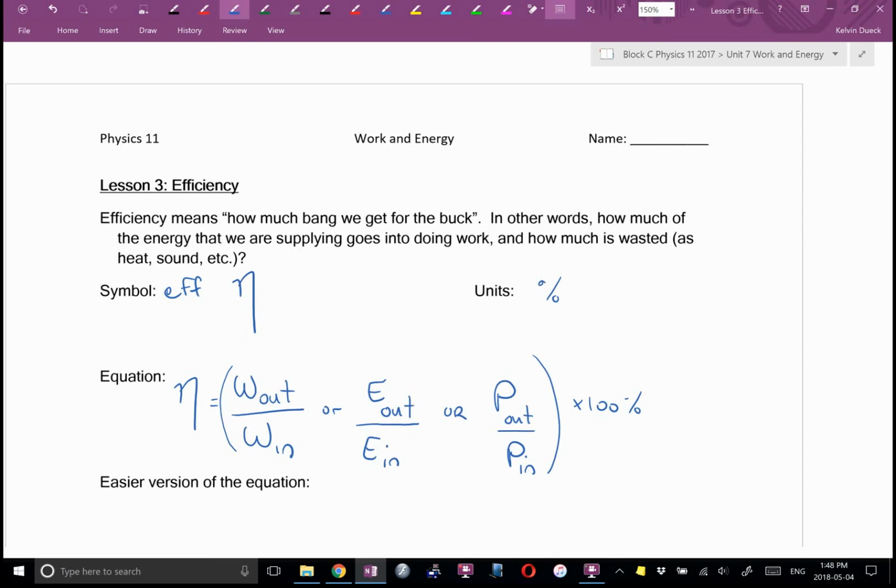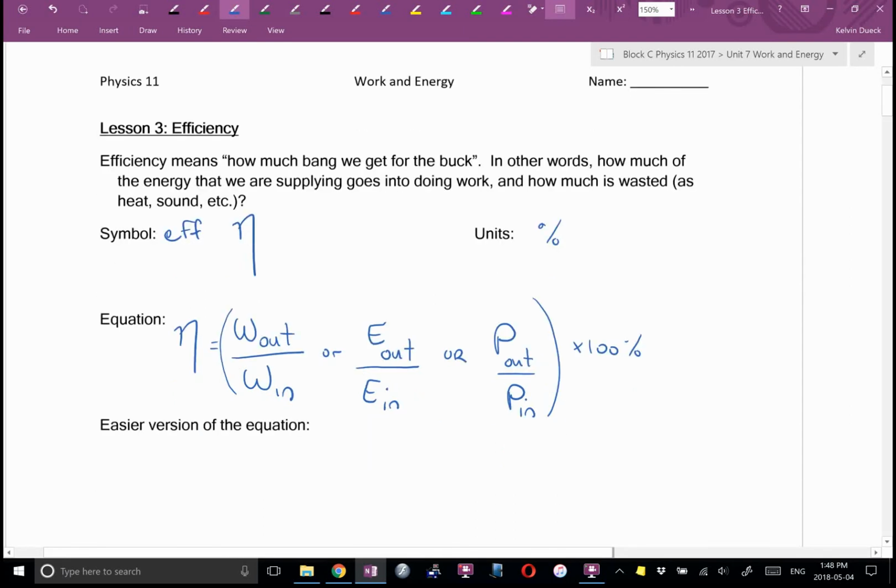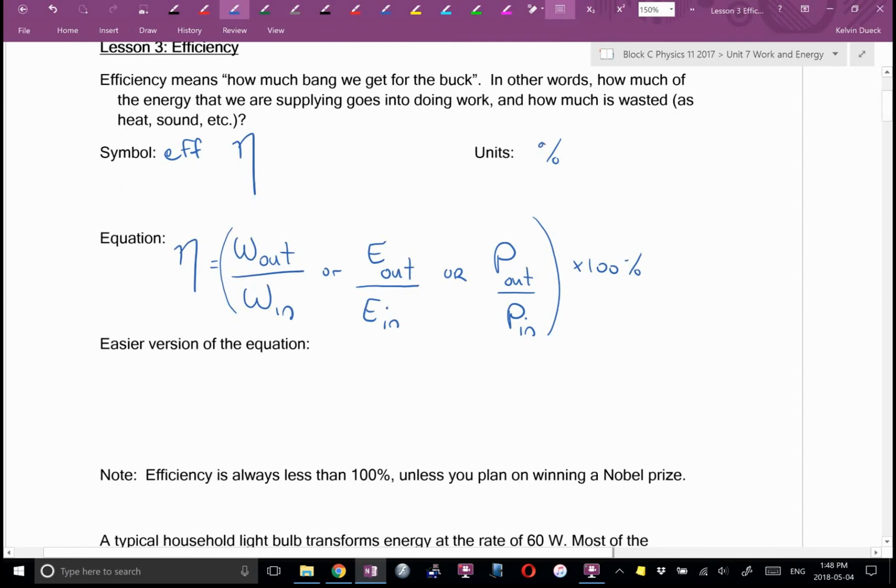So here's Mr. Dewick's dumber, simpler version. We live in a universe where you can't get free energy. So if you want the simpler version, it's always going to be the smaller number divided by the bigger number. You can't be more than 100% efficient. Now, if you actually are, you'll win a Nobel Prize, and probably in 3 or 4 years, you'll be able to buy and sell Bill Gates. You'll be the wealthiest person on the planet because you would have created free energy.